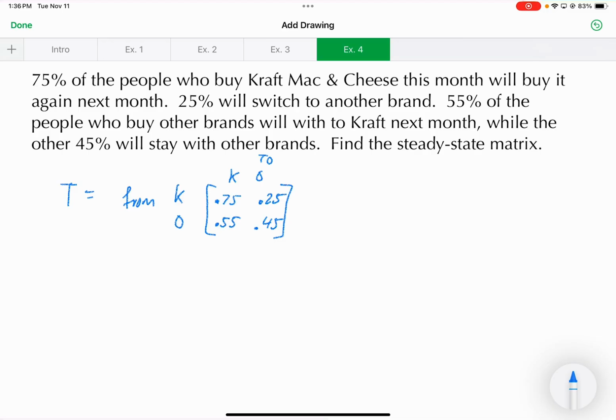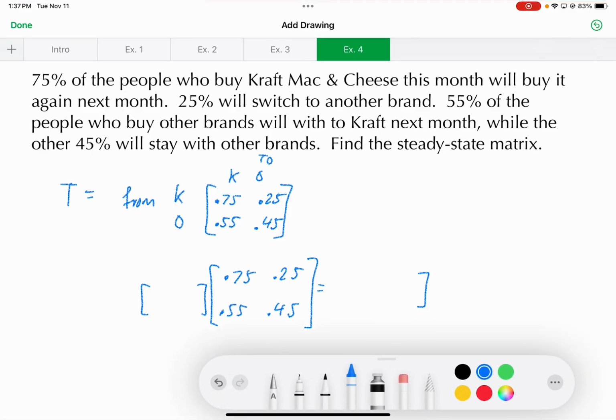We need to find our steady state matrix. Okay. Now here's how we do it. We know that our steady state matrix is going to have the dimension of 1 row, 2 columns. Okay. So we need to take our matrix that we just wrote. So I'm just going to rewrite it, 0.75, 0.25, 0.55, and 0.45. And I need to multiply it by a matrix and then have the end result be that same matrix, right?